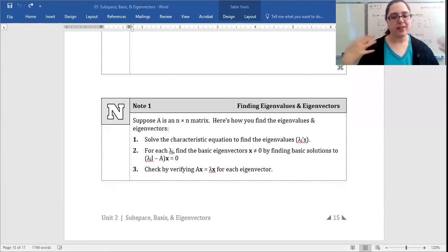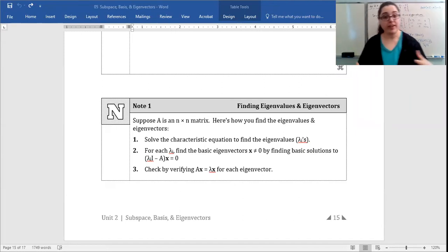Okay, so next we have this note. This is note 1. And this is going to tell us how we find the eigenvalues and the eigenvectors moving forward. So to find the eigenvalues, first you're going to solve the characteristic equation, right? So that was pretty easy in the example we just did. It's not always so easy, so we'll do a couple of examples where it's tricky.